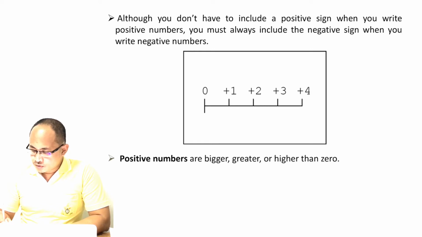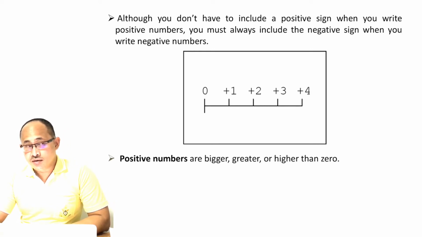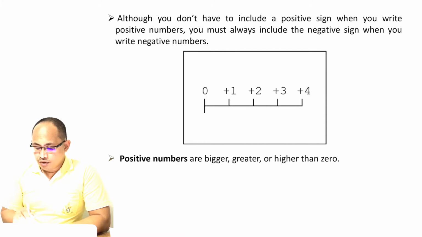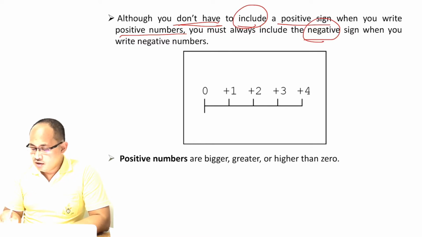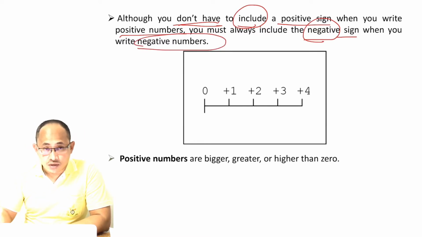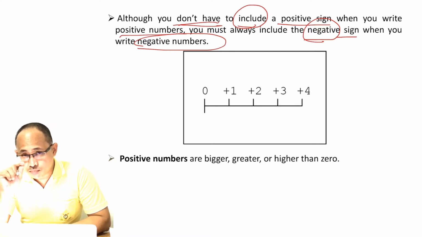Now, although you don't have to include the positive sign, so to say, when it is a positive number, you don't necessarily include the plus sign before the number, because it is understood to be positive even if there is no plus sign on it. Okay? Remember the word include: you don't have to include it for positive numbers. But you must always include the minus sign for negative numbers. Once it is negative, always put a minus sign before the number.